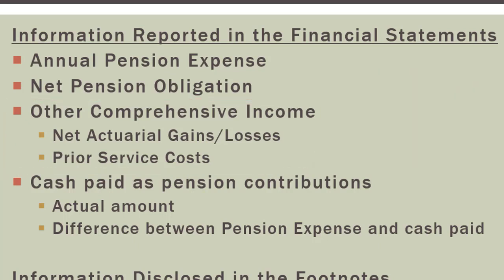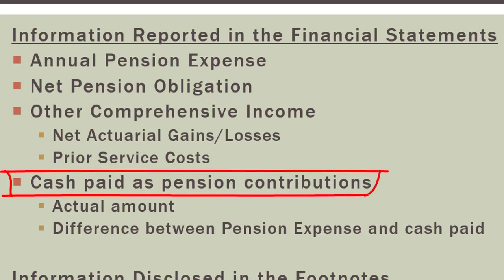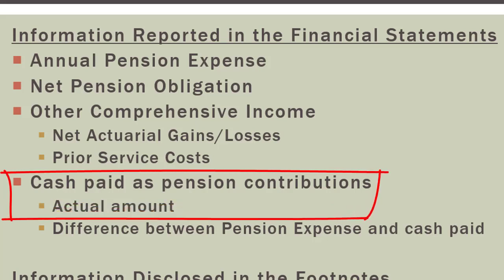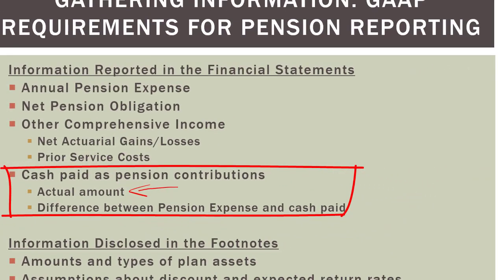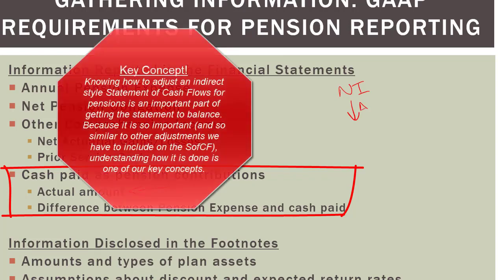The last thing we see on our financial statements for pensions is the cash that we pay. And there's two ways that this cash can show up. In a direct style statement of cash flows, we show the actual amount of the pension payments. So whatever you invested in the pension shows up as a line item in your statement of cash flows, cash paid for pensions. The other option is in our indirect statement of cash flow. And you probably remember an indirect statement of cash flow, we start with net income and we make a bunch of adjustments, and it turns into cash flow from operations. So what we're looking for on an indirect style statement of cash flows is the adjustment for pensions.